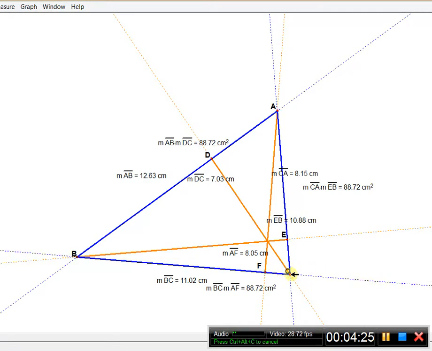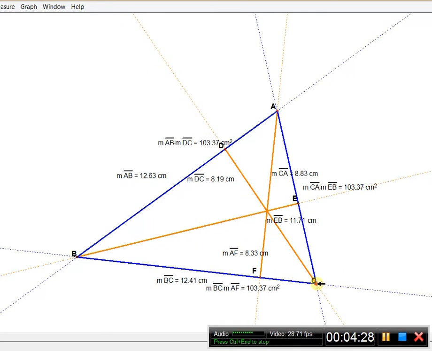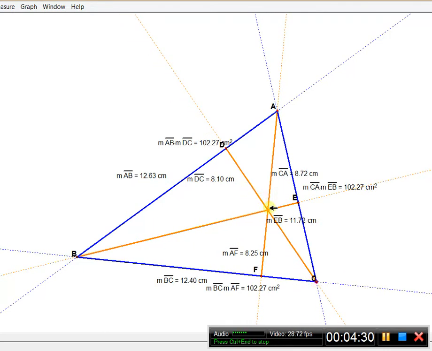So that's the altitudes of a triangle. And the place where they meet is called the orthocenter.